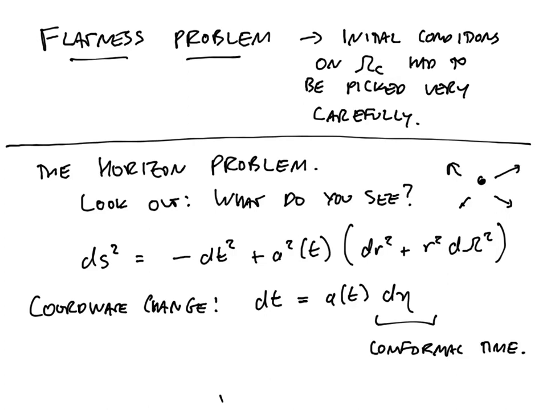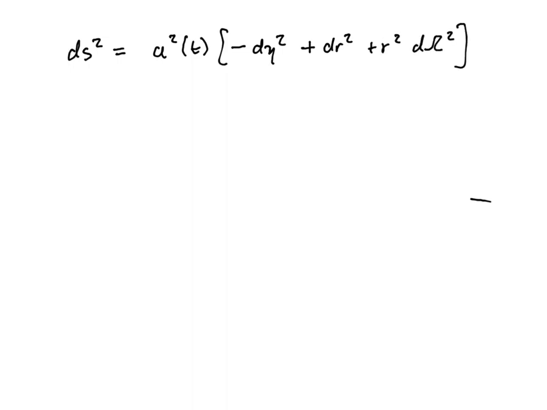To understand that, let us put this new coordinate into the metric. So let's write the metric in terms of eta. What I find then is that ds squared is a squared of t times minus d eta squared plus dr squared plus r squared d omega squared. Okay? So this is an interesting form.